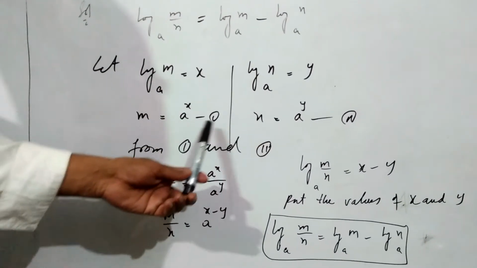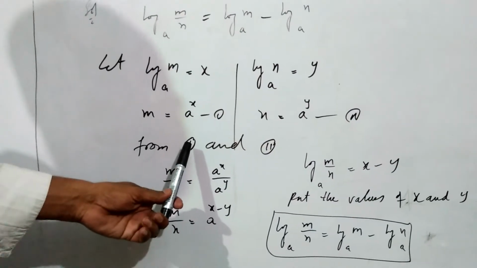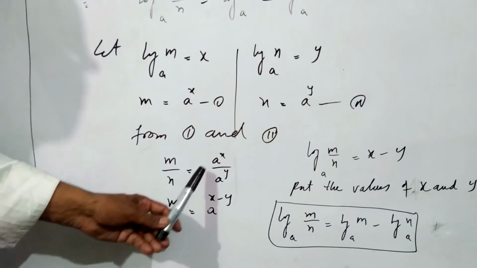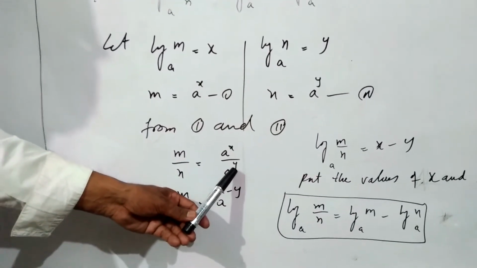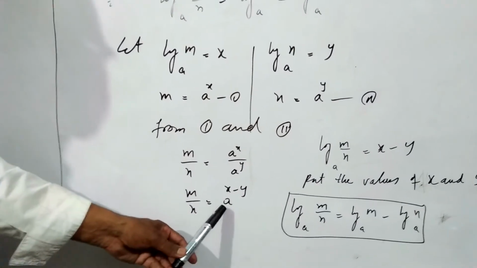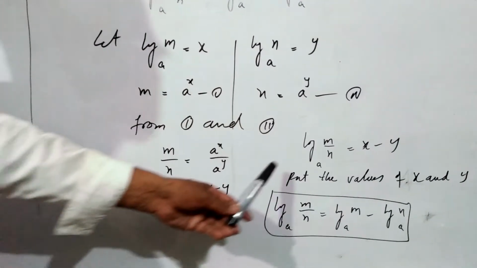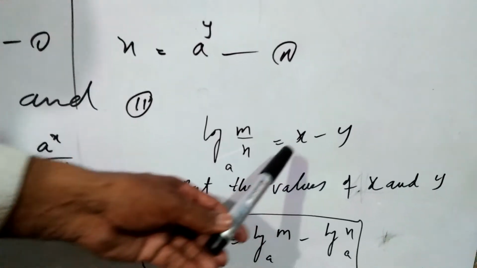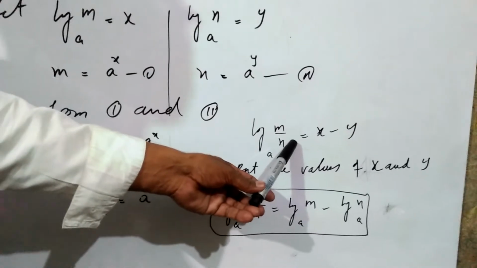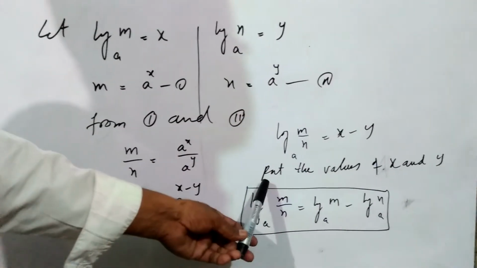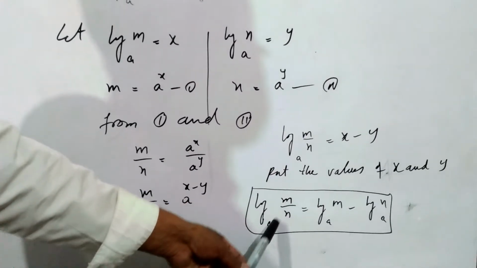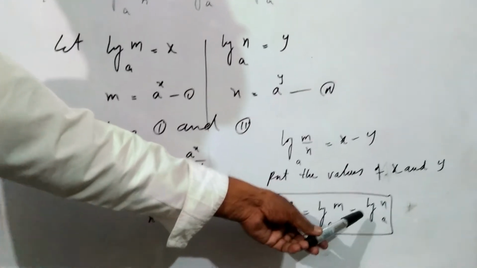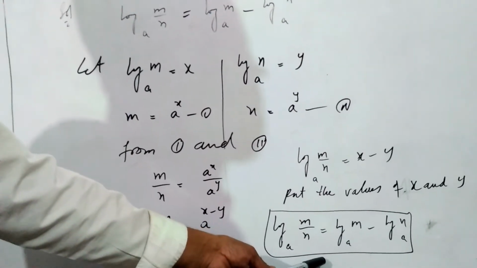to divide these two equations. So by dividing the first equation by the second, we get m by n is equal to a power x by a power y. So m by n is equal to a power x minus y. Log m by n base a is equal to x minus y, as this is its logarithmic form. So put the value of x and y, we get log m by n base a is equal to log m base a minus log n base a, which is our proof.